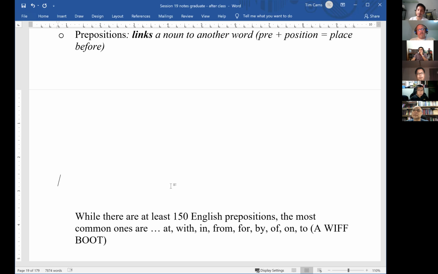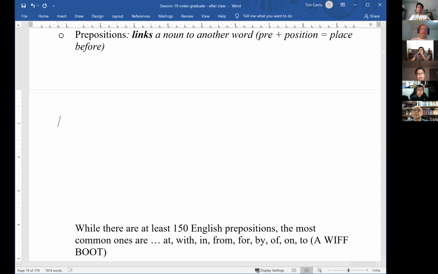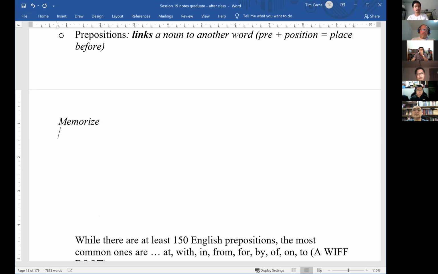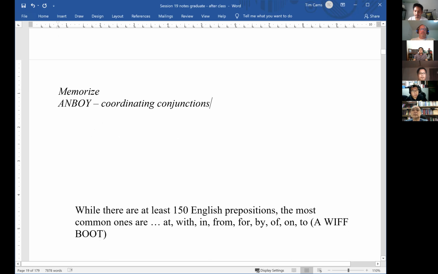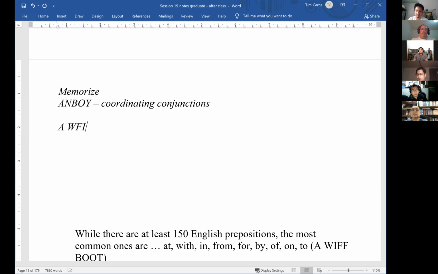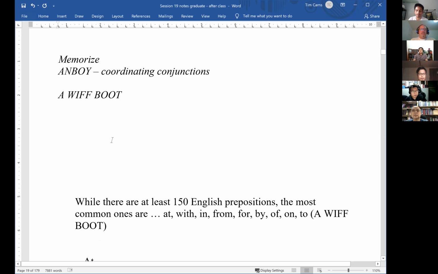Well, one recommendation, as I told you before, is to memorize "and boy." That'll at least tell you what the coordinating conjunctions are, so that'll take out a helpful amount of the conjunctions. The second thing I suggest you memorize, I call it a whiff boot. And that is the 9 most common English prepositions. All right, and they're right here.